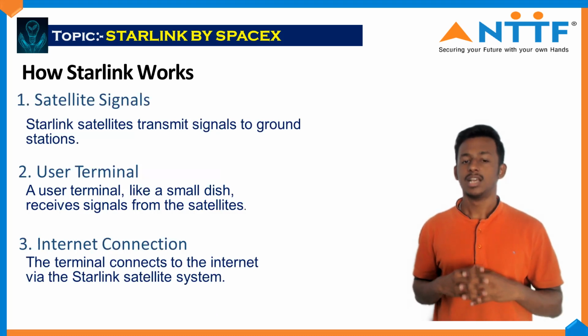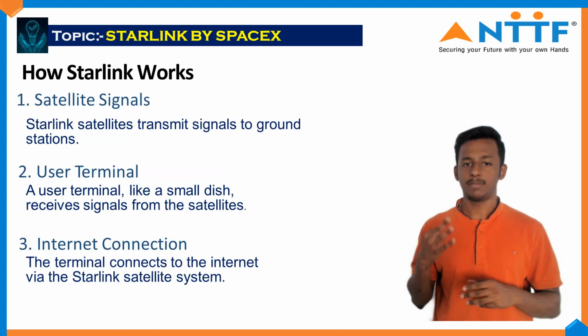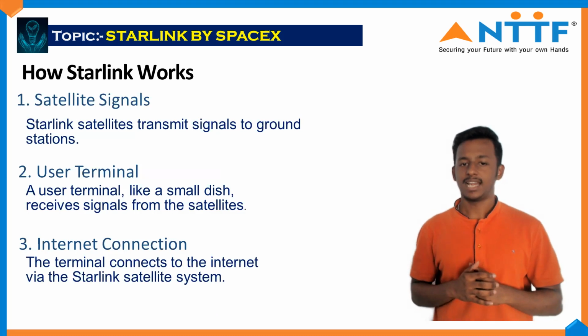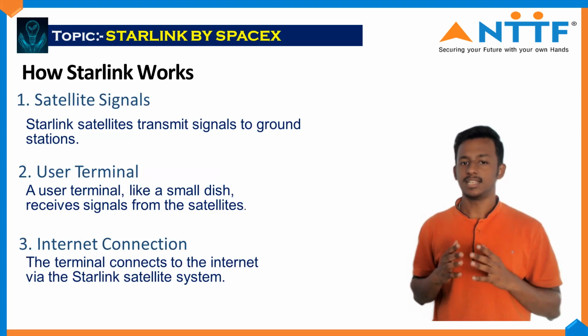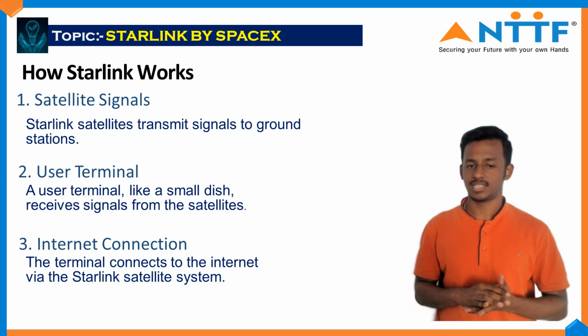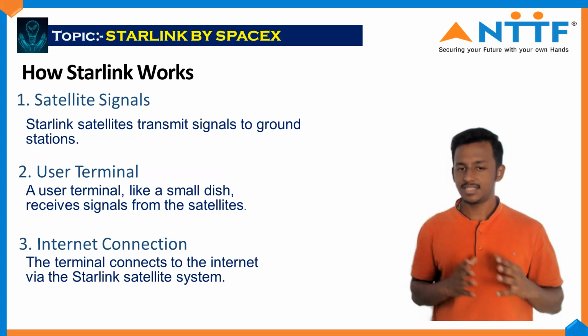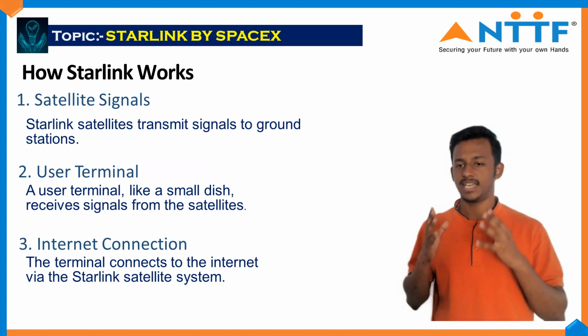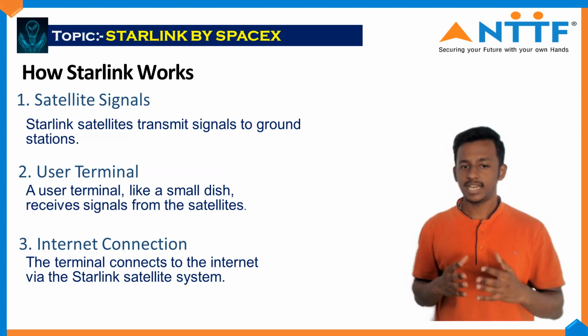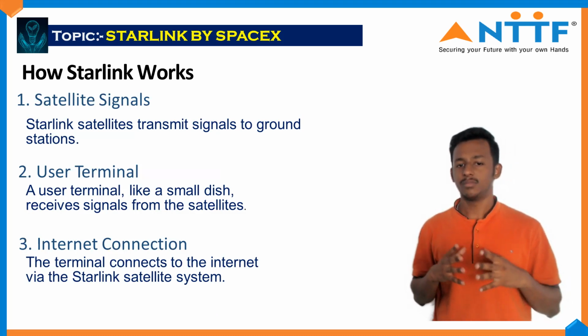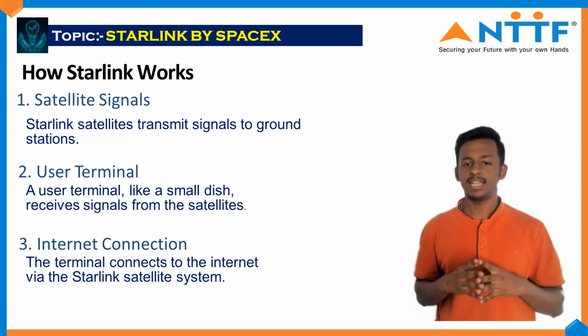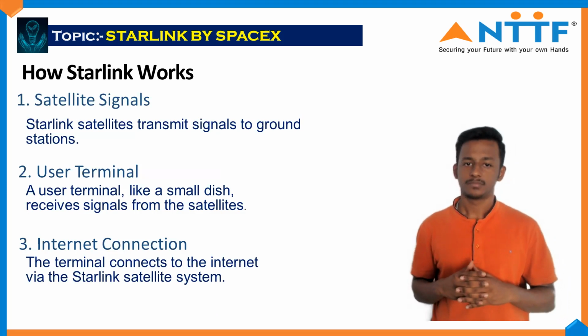How Starlink works? The working of Starlink is divided into three parts. The first is satellite signals. Satellites transmit signals to the ground stations. A user terminal then receives these signals and transmits data back to the satellite. The internet connection is provided through the satellite. The terminal connects the system via the internet to the Starlink system.